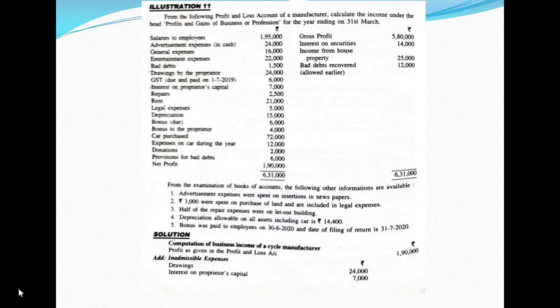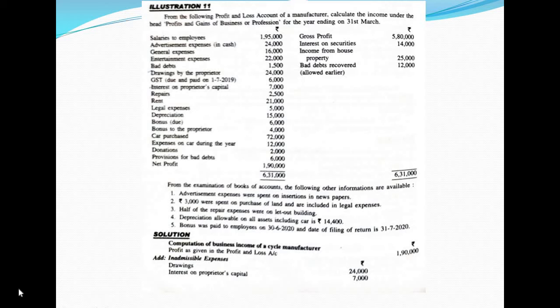Now with regards to GST, you see that GST is due and paid on 1/7/2090. So since GST has been paid on the due date of filing of return, it will be an allowable expense. Then in the case of bonus also, if you look at point number 5, it says bonus was paid to employees on 30th/6/2020 and date of filing of return is 31st/7/2020. So since this bonus has been paid before the filing of return, it will be an allowable expense.